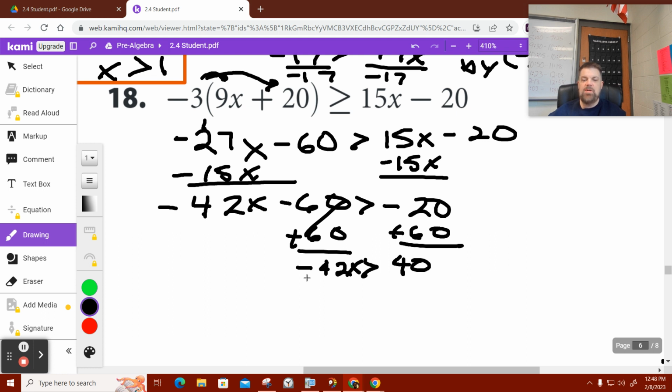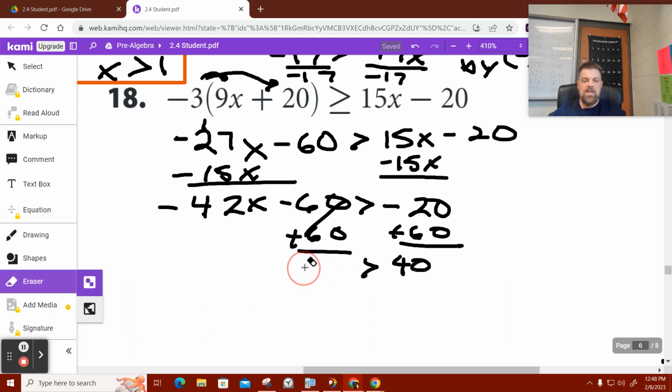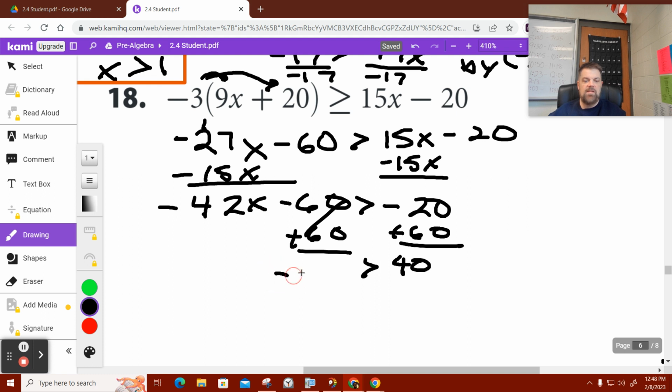What's that? My handwriting's terrible. We have negative 42x. I want x by itself. Plus 42. Well, I can't add 42 because it's not a like term. I'll change my handwriting and see if it helps you do better on the math. This is not a 7. This is a greater than sign.